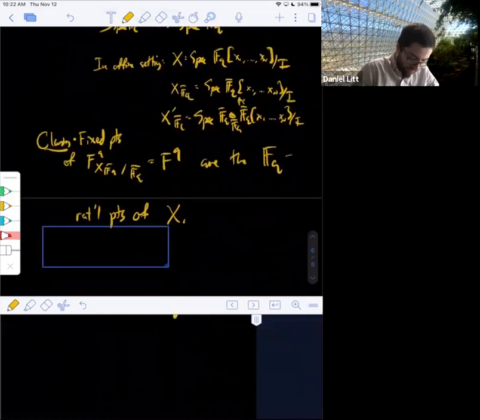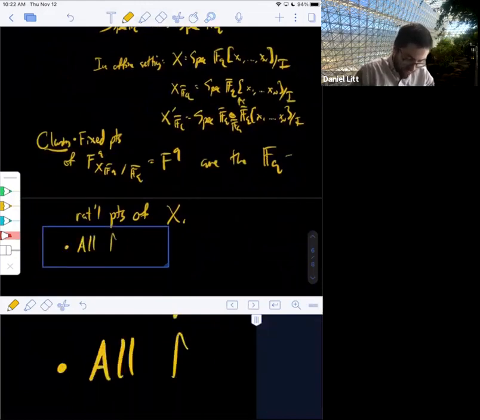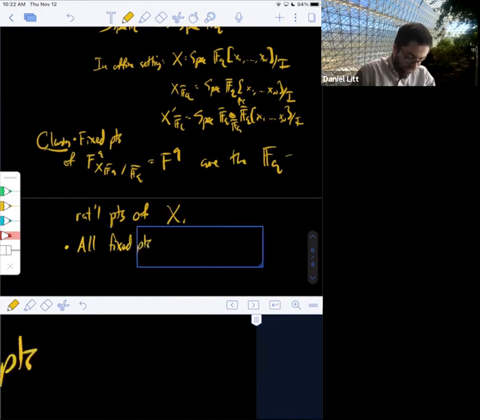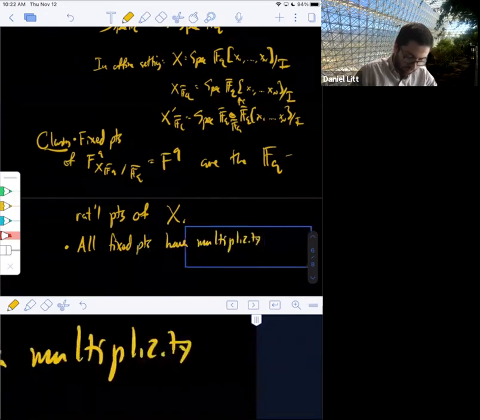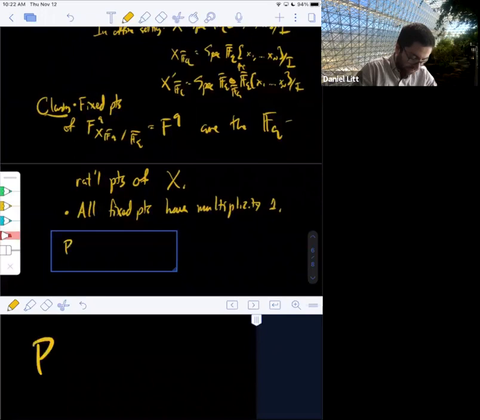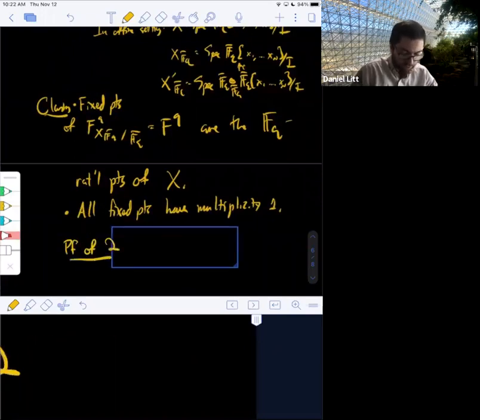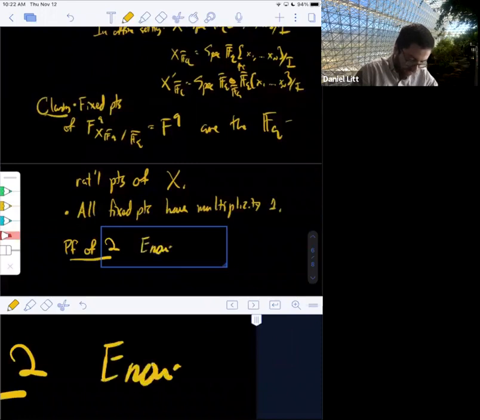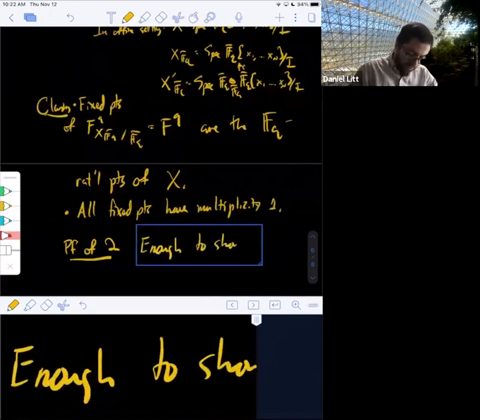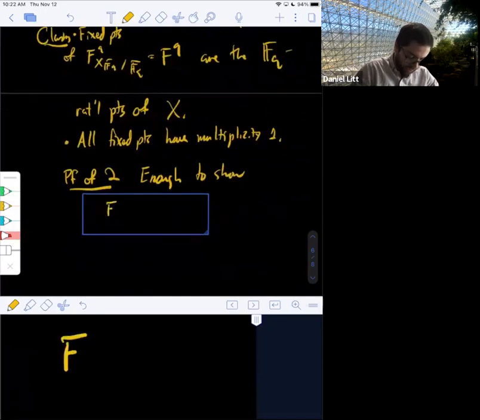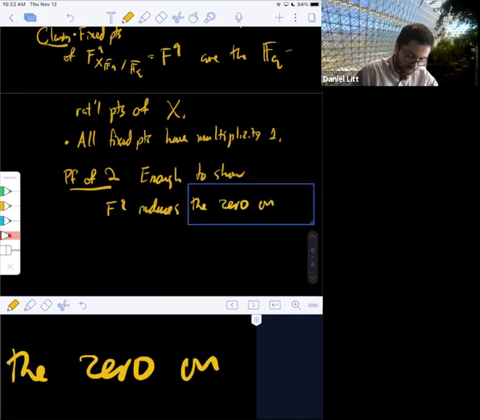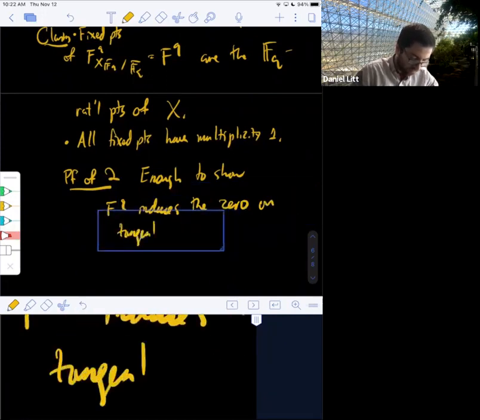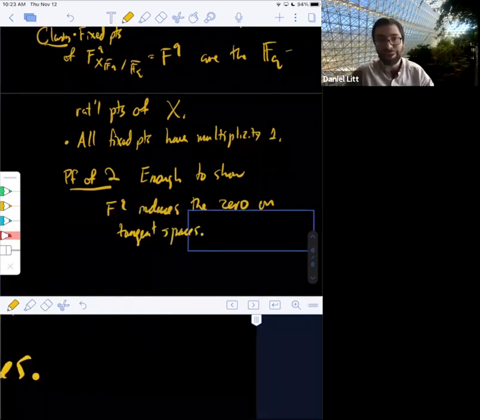And then claim 2 is that all fixed points have multiplicity 1. Let me just say a word about the proof of 2. By our claim from before, it's enough to show that F_Q induces the 0 map on tangent spaces, because the 0 map doesn't have 1 as an eigenvalue. So can anyone tell me why that is?